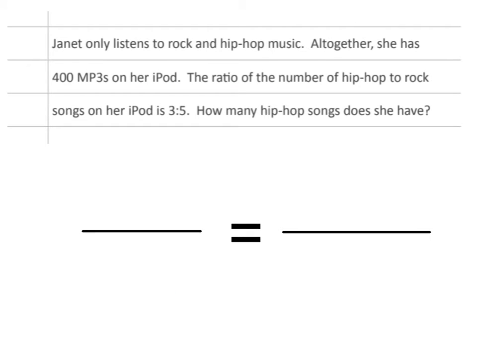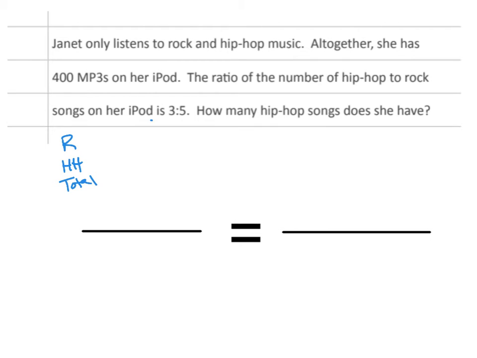Janet only listens to rock and hip-hop music. Altogether, she has 400 MP3s on her iPod. For those of you who don't know, that was before phones had the music on there. The ratio of the number of hip-hop to rock songs is 3 to 5. So we're going to have to set up our part to whole again. So we have rock songs, we have hip-hop songs, and we have the total.